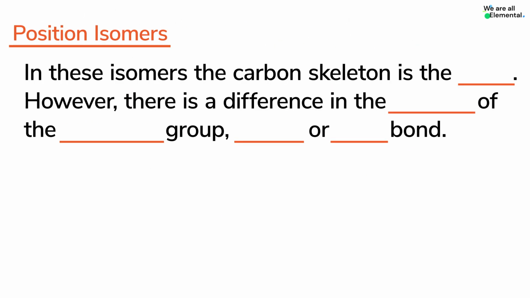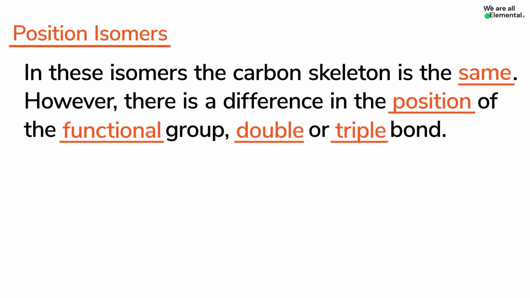C8H18. Position isomers. In these isomers, the carbon skeleton is the same. However, there's a difference in the position of the functional group, or the double or triple bond, or even the position of halo substituents.